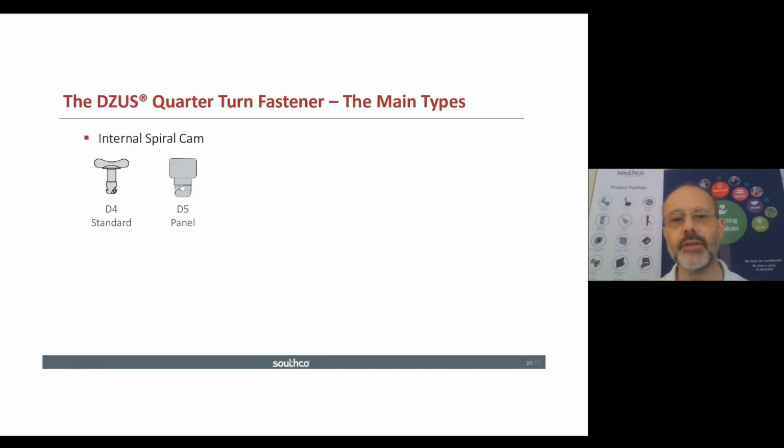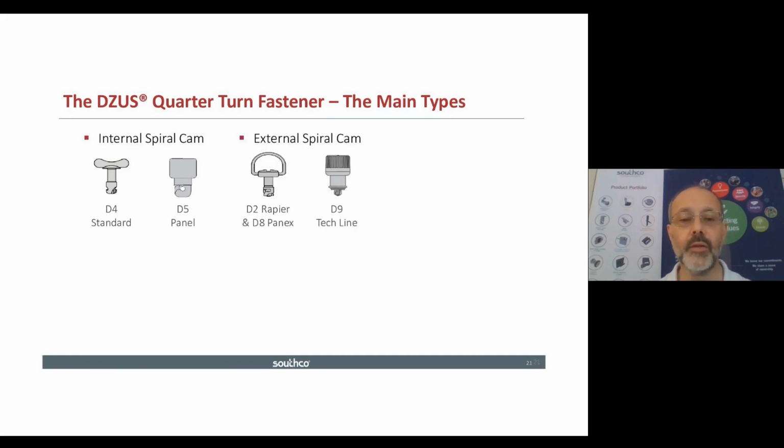So within our range, there are actually 4 main types of fastener. There's what we call the internal spiral cam, and you can see that the cam form that I mentioned earlier is machined into the component. So this is CNC machined. It's the original design of fastener. This is the one that's some 90 years old, but is still very popular today.